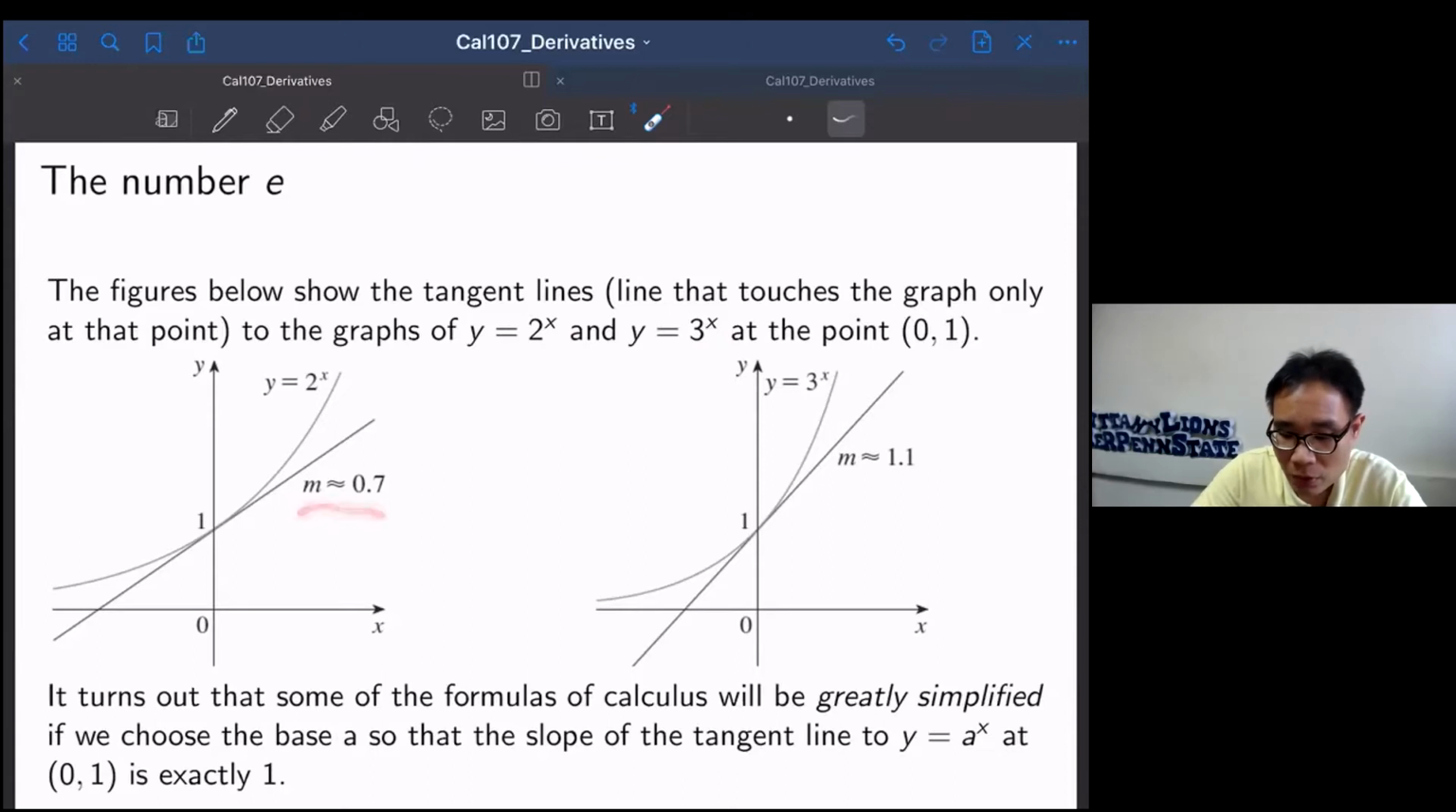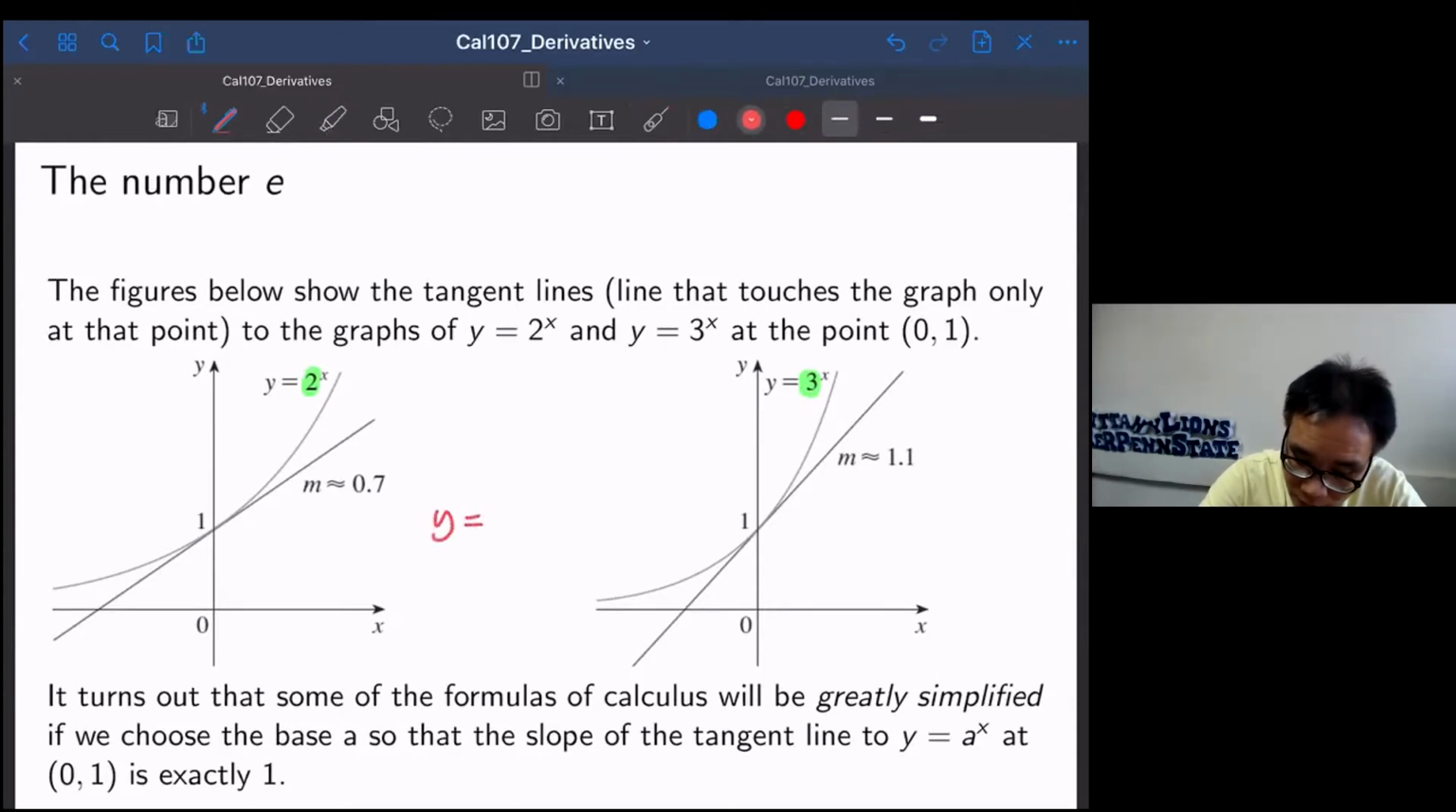And after an approximation, we are able to show that the slope of this tangent line is about 0.7. However, the slope of the tangent line for y equal to 3 to the x is about 1.1. So mathematicians search for the base. So you see that we have the base 2, we have the base 3. Okay. So we need an exponential function that has the right base.